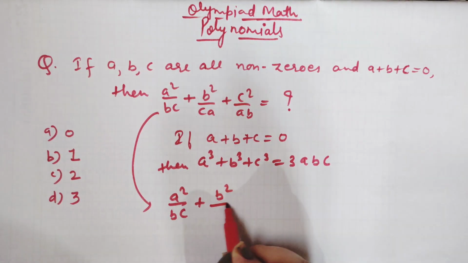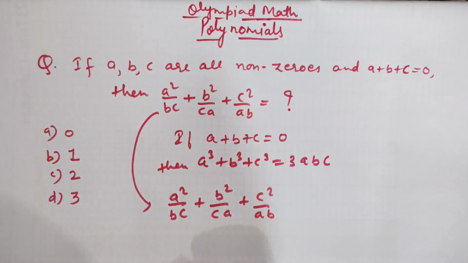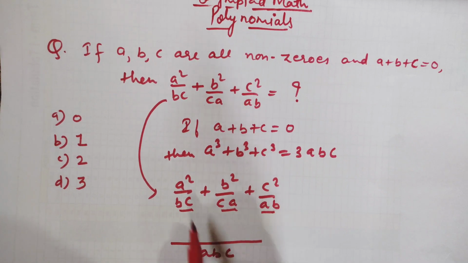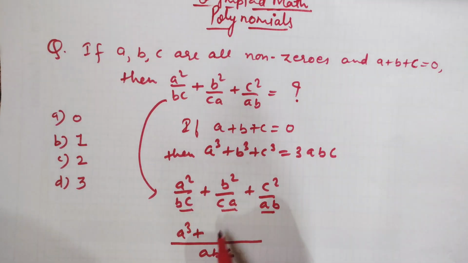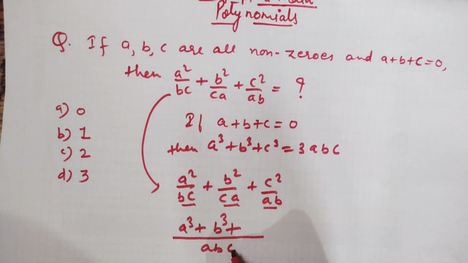So first of all we will write it down. Then we will take out the LCM. So bc, ca and ab. The LCM of the denominators is abc. So this bc cancels out, only a is remaining. So a multiplied by a square, it is a cube. This ca and ca cancel out, only b is remaining. So it is b cube. And ab and ab cancel out, and c into c square is c cube.